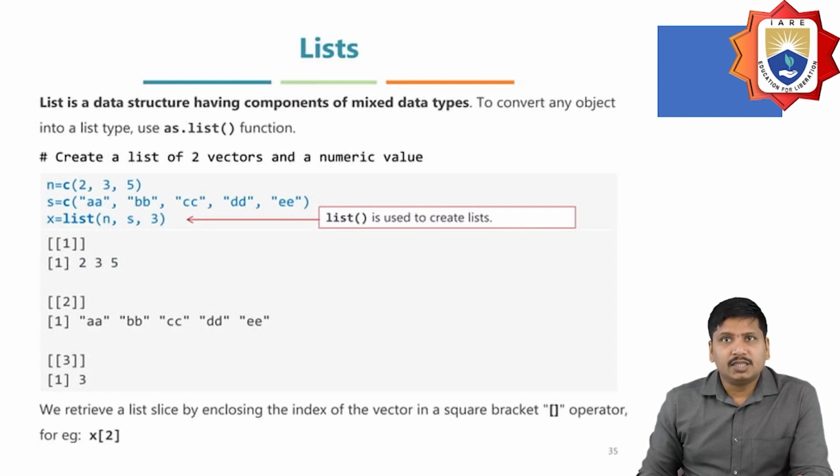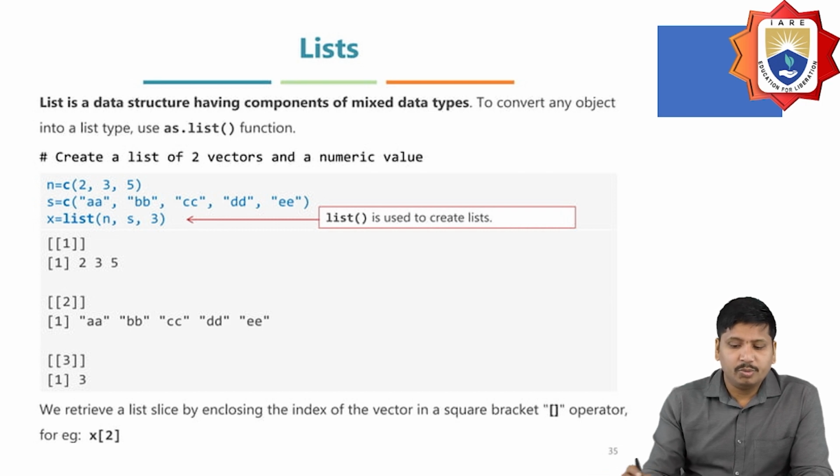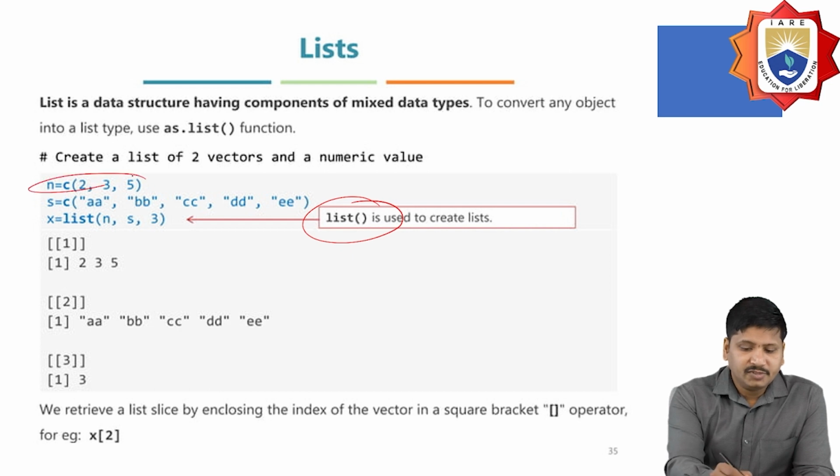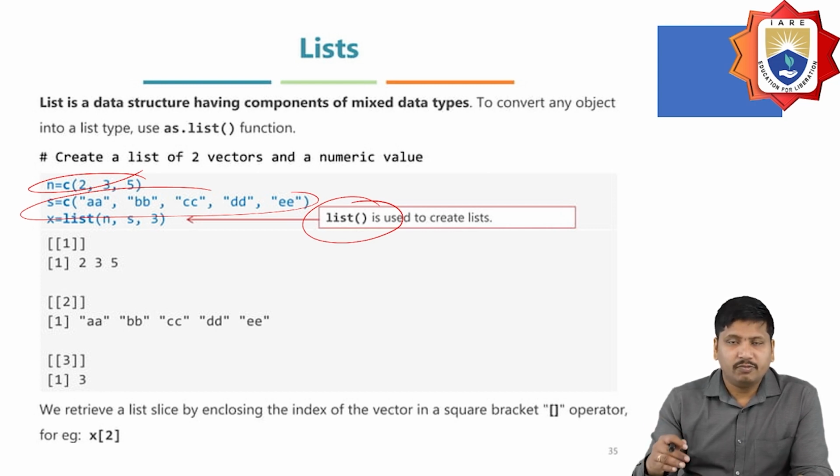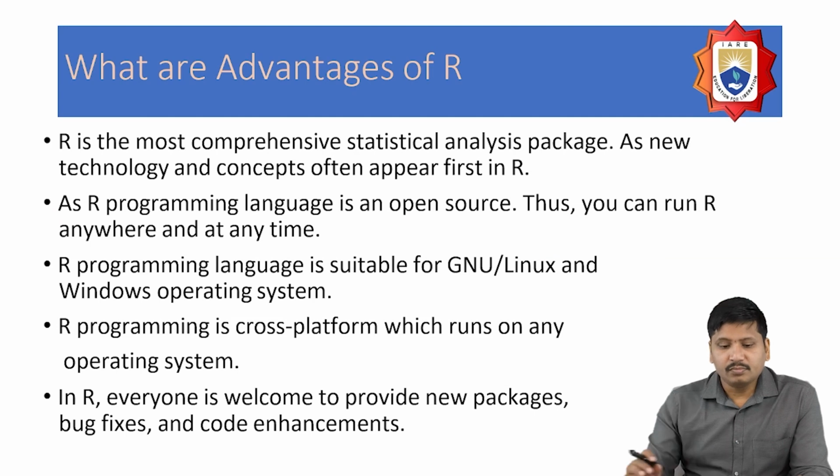A list is a data structure which can have different types of components of mixed type, and it is created by making use of the list function. So this is one vector and this is another vector. By making use of the list, I can combine all the vectors so that all the values are stored in the form of a list.